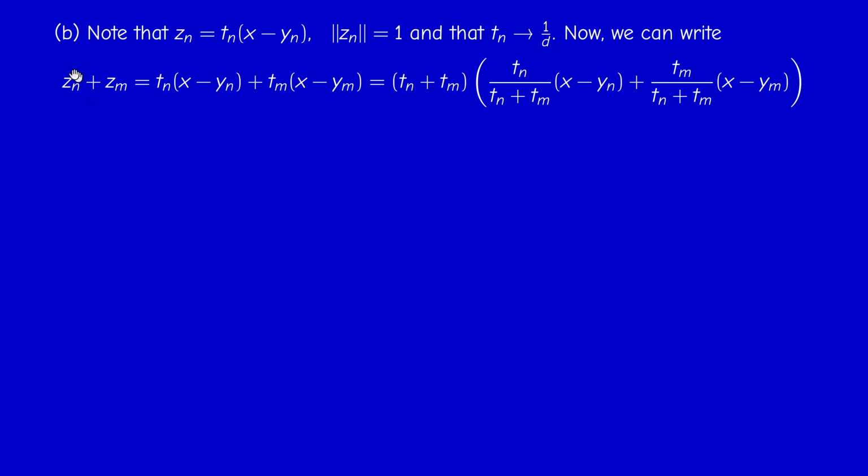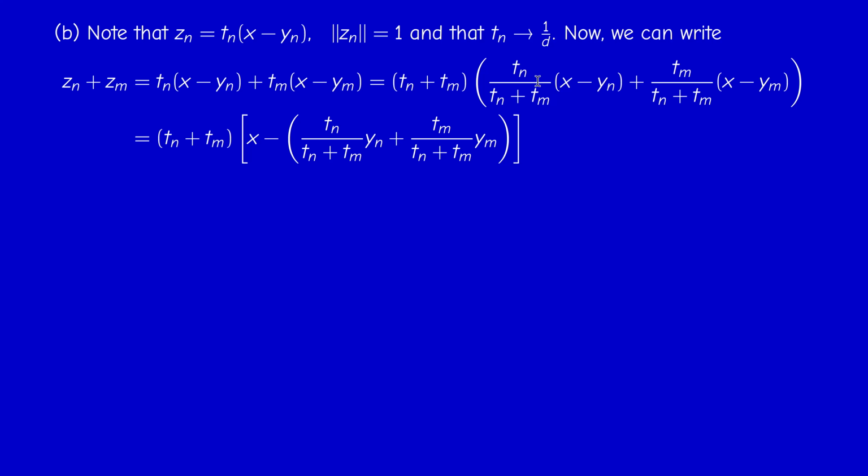So we go back to the definition of Zn. We write Zn plus Zm as Tn(X minus Yn) plus Tm(X minus Ym), and then we factor out Tn plus Tm, which is strictly positive. Now we rewrite this: we have TnX over (Tn plus Tm) plus TmX over (Tn plus Tm), so this makes X. And then we write minus (TnYn over (Tn plus Tm) plus TmYm over (Tn plus Tm)).